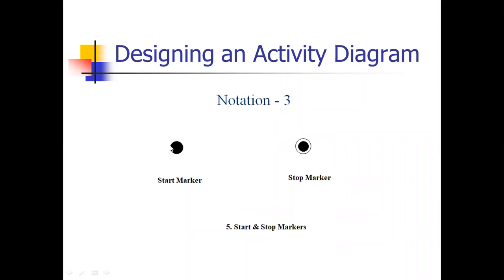Then the next notation is the start and stop of the activity. This is the initial node and this is the end node. With this initial node, we can start the activity. It is a filled circle. This is the starting point that indicates the beginning of the sequence of activities, and this is the end node. It is a filled circle with a border around it. An activity diagram can have zero or more final nodes. So this is the third notation for start and stop markers.